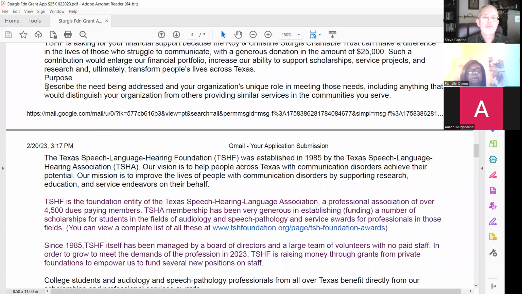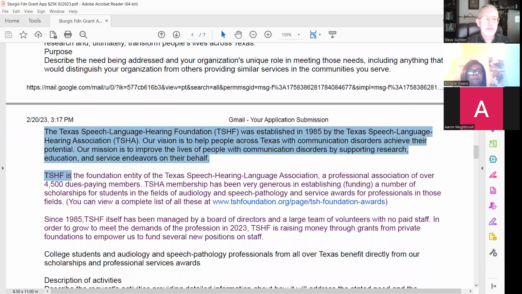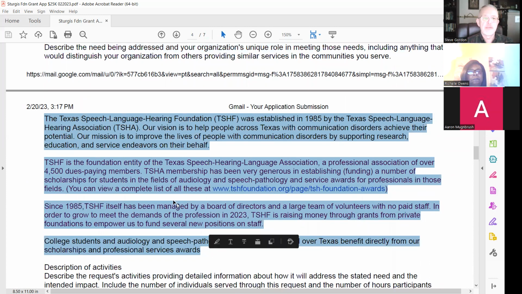Then the purpose. So this is the purpose of your organization. You could say, describe the need being addressed and your organization's unique role in meeting those needs. So you've got to have a good purpose statement. This one had plenty of room for that. This whole thing right here is the purpose statement. So it's 4 paragraphs, and that's just kind of your general language of what you describe about your organization.